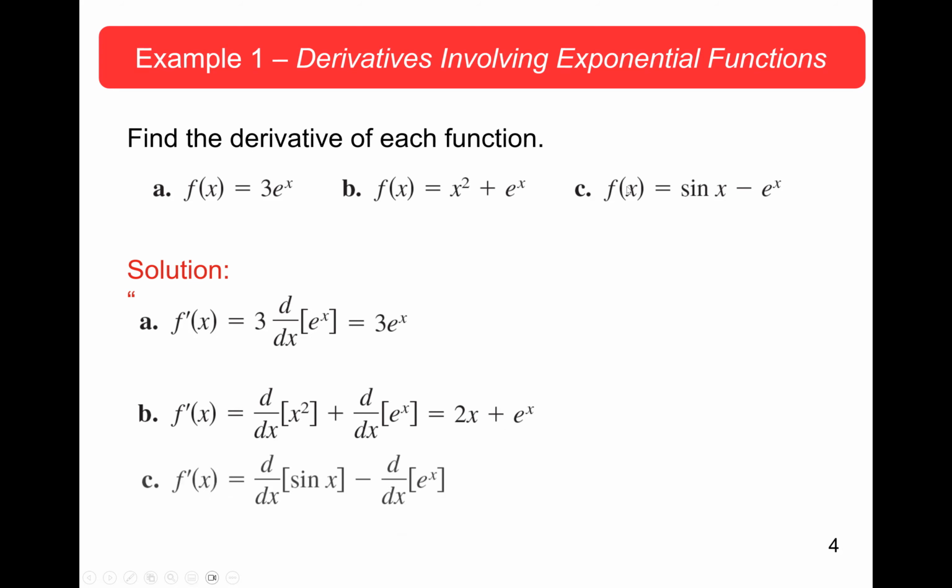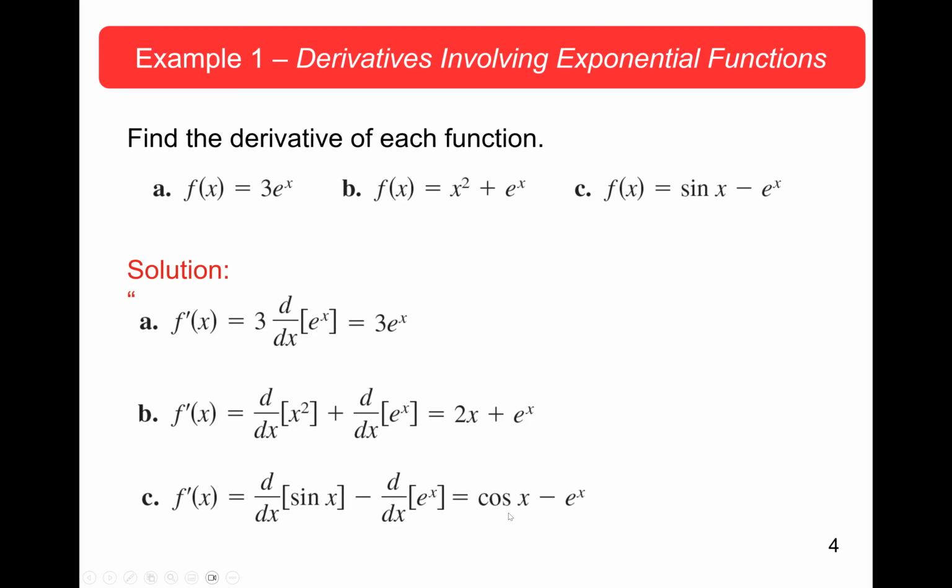The next example, we have f of x equal to sin x minus e to the power x. So we look for the derivative of sin x, which will give us cos x. Again, the derivative of e^x will give us e^x. So our answer will be cos x minus e to the power x.